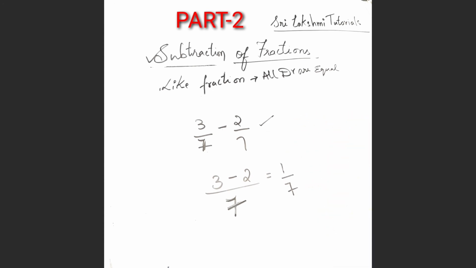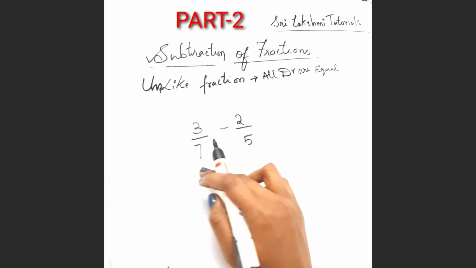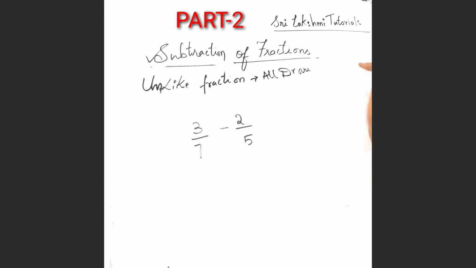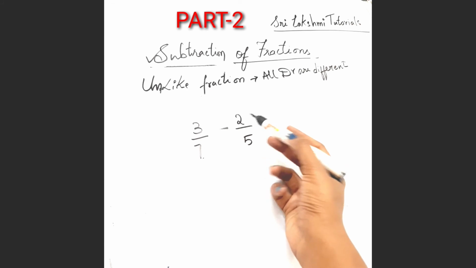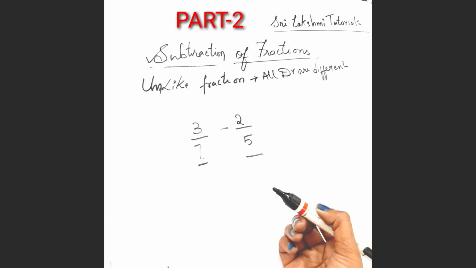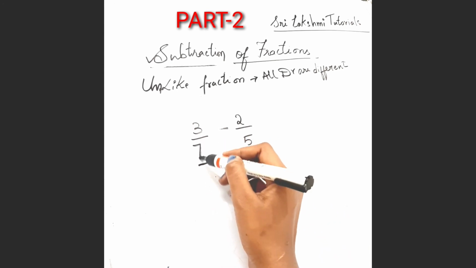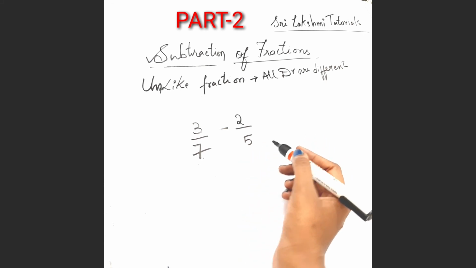Okay. Let's see if the denominators are different, how we will do the subtraction. Now see here denominators are different. Means these are unlike fractions. Okay. Now let's do this subtraction of 3 by 7 minus 2 by 5. So are they like fractions, children? No, they are not like fractions. So we have to change them into like fractions. What should we do now?